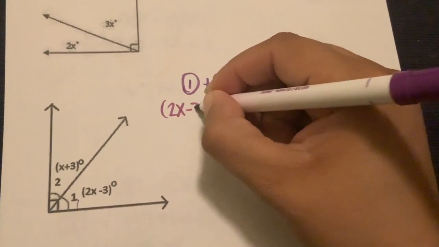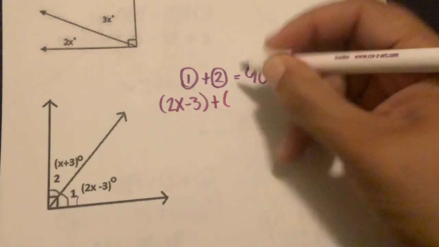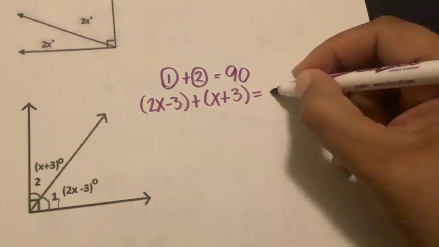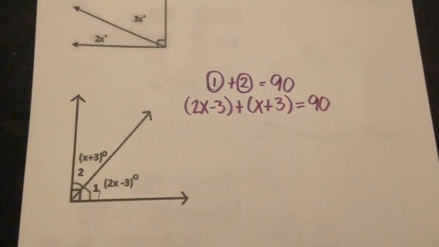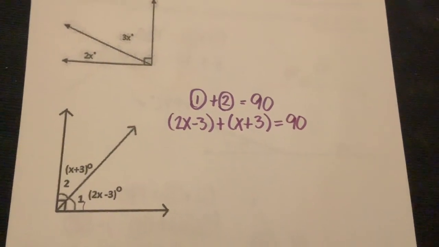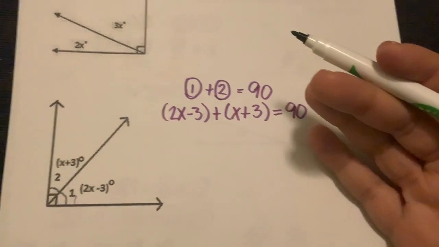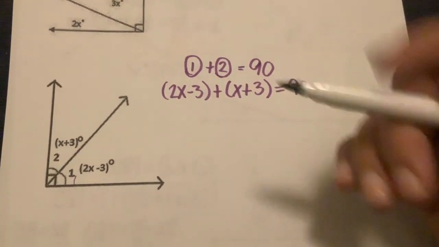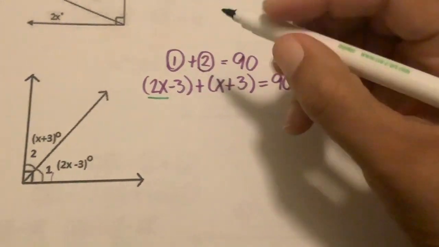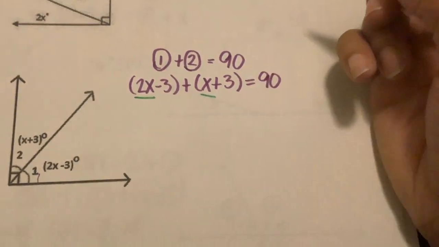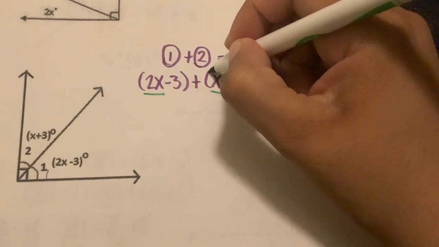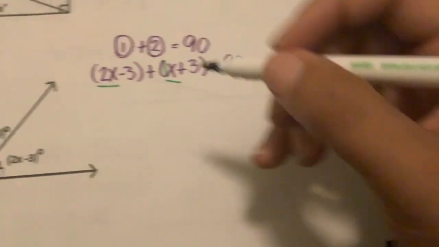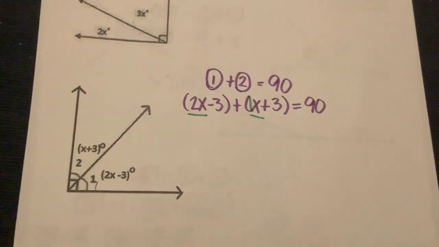2x minus 3 plus x plus 3 equals 90. Now, before we move on, this is still going to be a multi-step problem. I have multiple variables and terms that I need to combine. So we're going to combine 2x and x. And again, this is an imaginary 1 in front. So I'm looking at 2x plus 1x. That makes 3x.